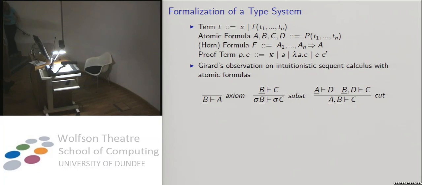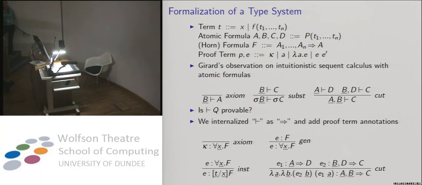So what do we do if we wanted to put that as a calculus? Let's take terms, atomic formulas, Horn formulas, and proof terms, which are constants, variables, lambda abstractions or applications like this. It's well known that resolution resembles cut. If we internalize this thing, so this rule is really the one that's important, we can actually represent all that's going on in Prolog using the types here. So if you have proof term E1 and the type like here, and proof term E2 and the type here, you can represent another proof term by lambda A, lambda B, E2 B, E1 A to represent this cut of A, B that follows C.